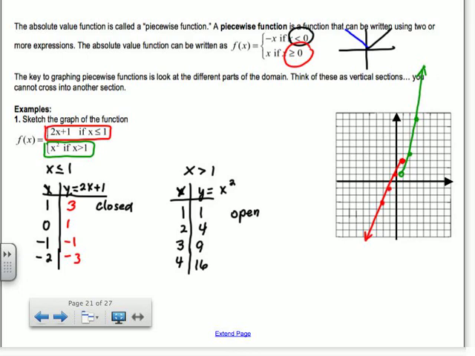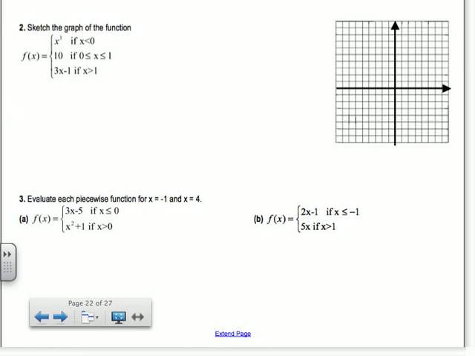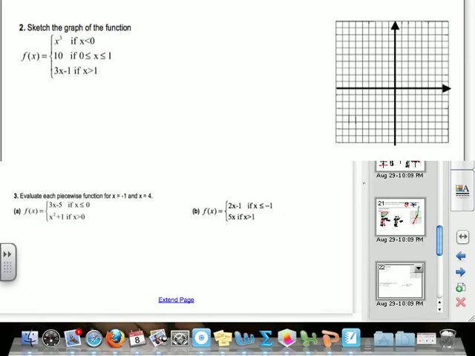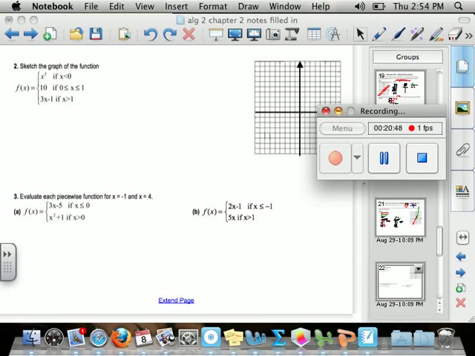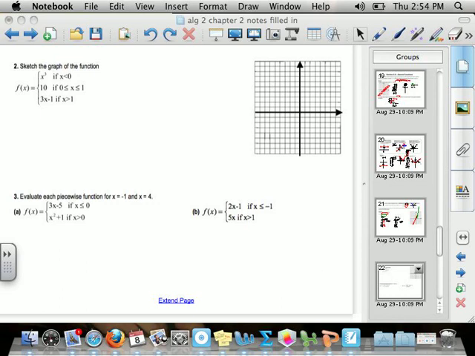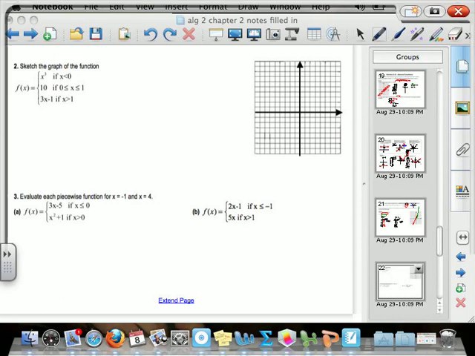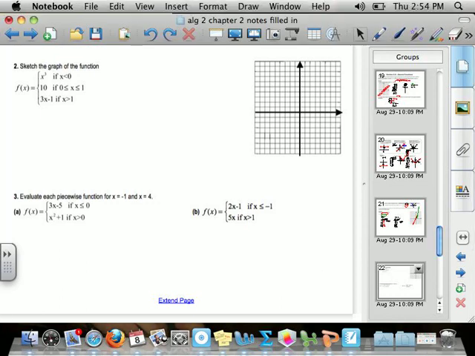All right, let's try the next one. How about you guys try it first? So this one has 3 different pieces. So think about the 3 different pieces. So we'll do our 3 different t-tables. All right, so the first one is for x values that are less than 0. So you still want to put 0 on there, but just know that it's open.